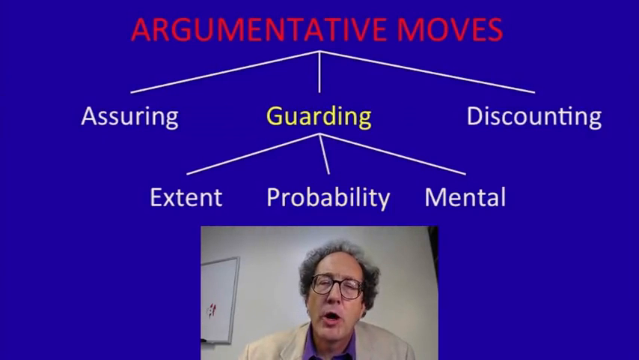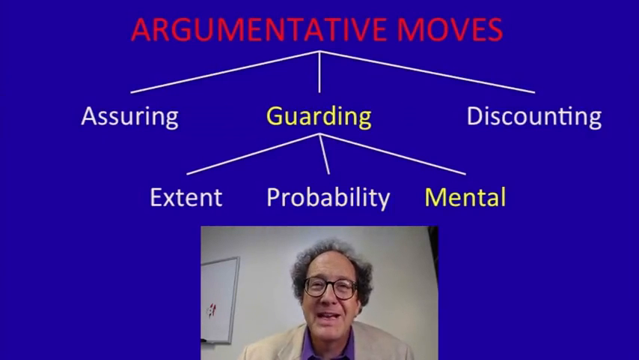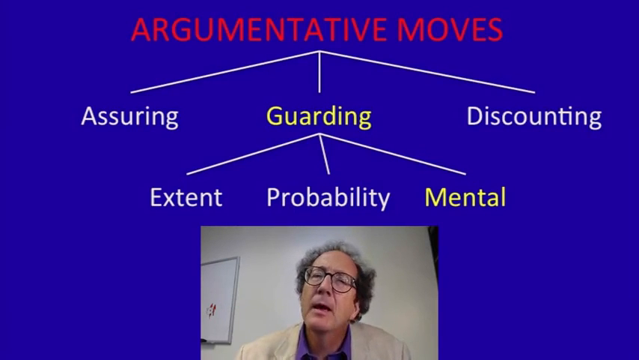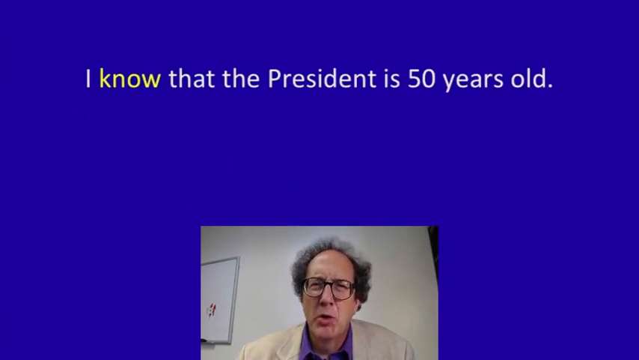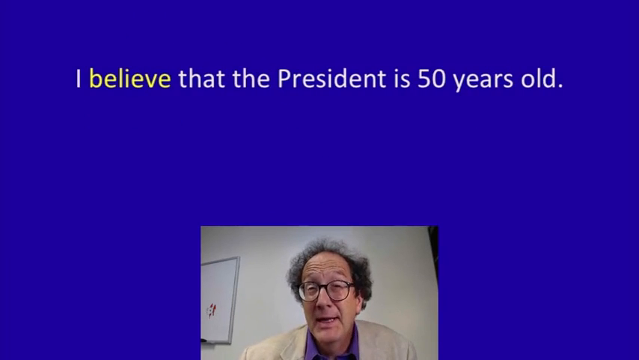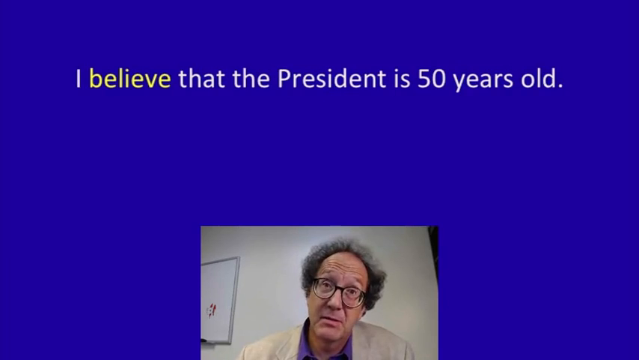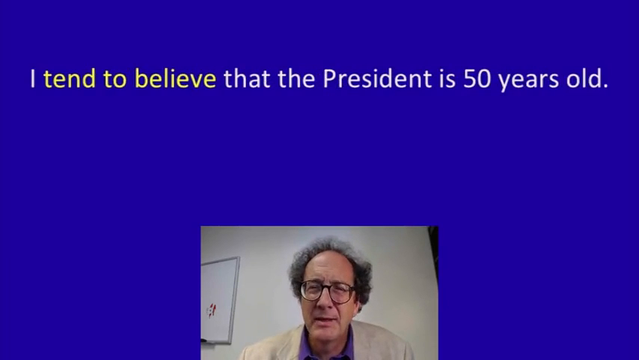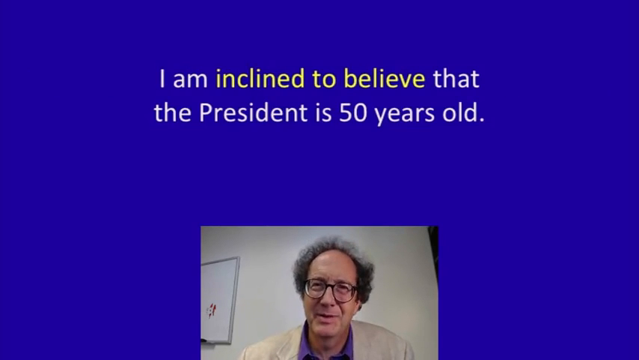Now, the third kind of guarding we can call mental, because it has to do with the mental state of the person asserting the premise. You might say, well, I know that the president is 50 years old. But you might say, I believe that the president is 50 years old. You might say, I tend to believe, or I'm inclined to believe that the president is 50 years old.